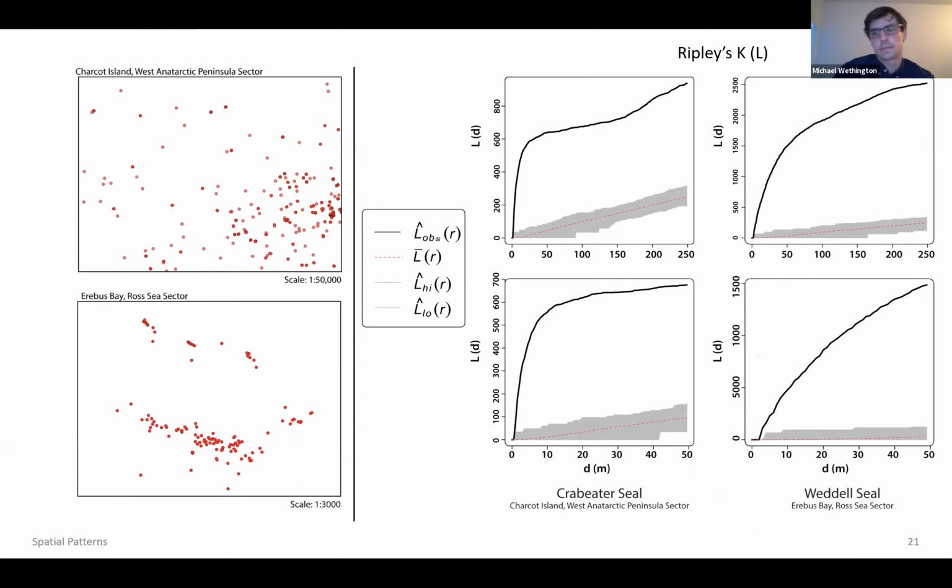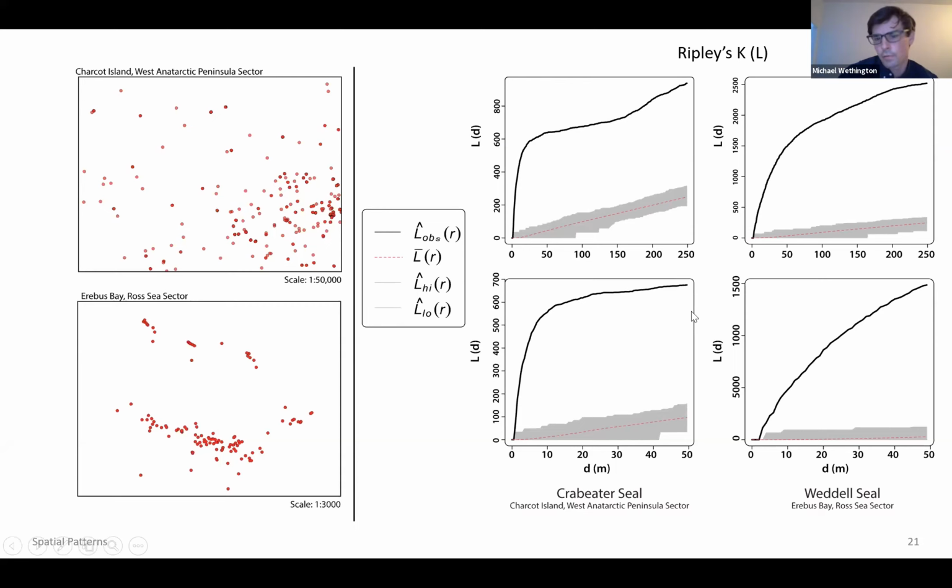On the right are the outputs of Ripley's K from our own analysis. Crab eater seals are located on the left, what we assume to be, and then Weddell seals on the right. There are two for each one. There are sort of two ranges of space that we're applying the function to: from 0 to 250 meters, and then a more constrained 0 to 50 meters.